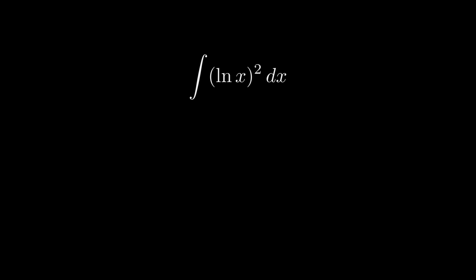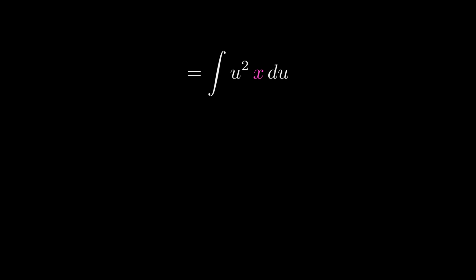Now swap everything in. The log squared becomes u squared, and dx, remember the bridge, becomes x du. So the integral now reads u squared times x du. Which looks tidy, but look closer. Something from the old world is still in the room.